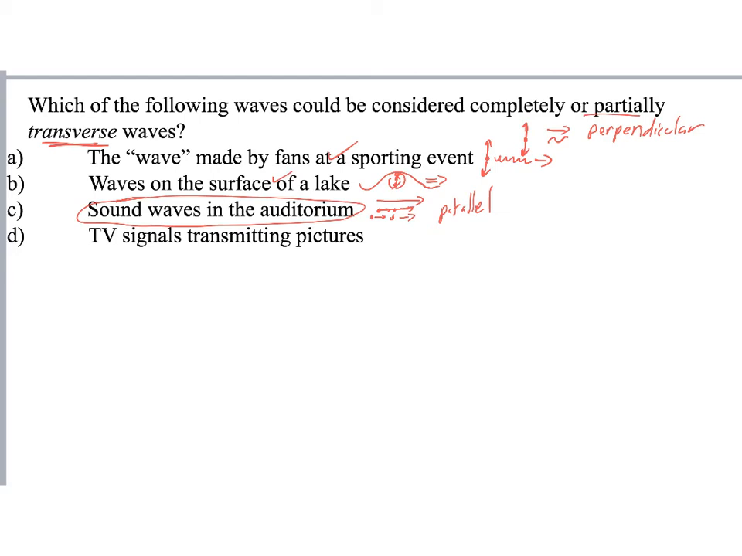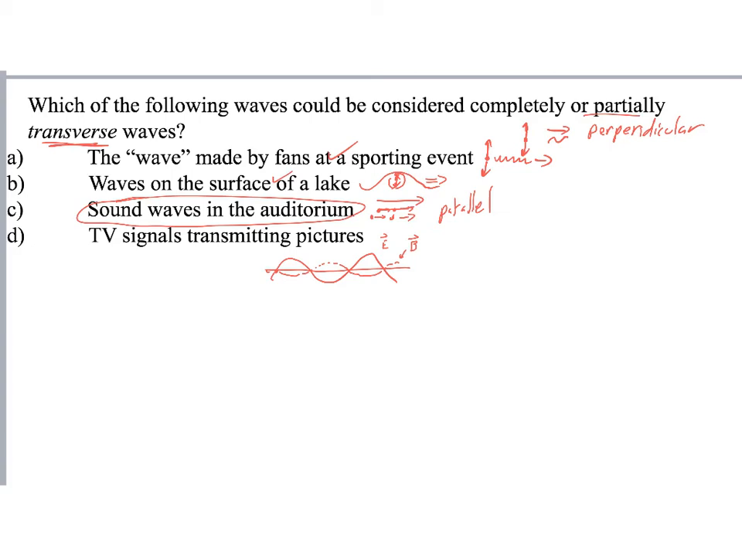I don't even need to look at the last answer, because sound waves in the auditorium will not be transverse waves. TV signals, well, those are electromagnetic waves, which actually have two sets of transverse waves. One is the electric wave, and then one is perpendicular to it, which would be kind of coming out of the page here. That's the magnetic wave, and those will be perpendicular to each other. But yes, it will be at least completely or partially transverse.